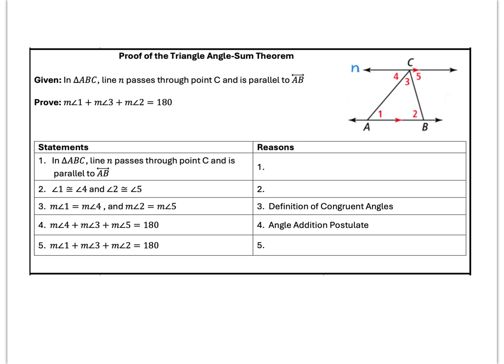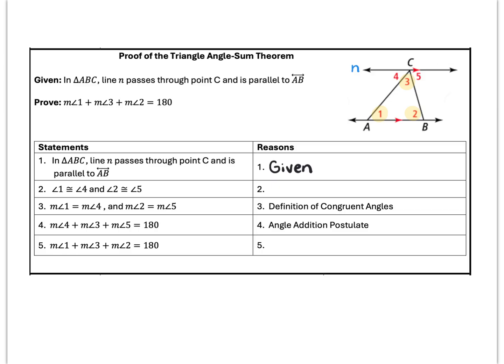And we want to prove that the measure of angle 1 plus the measure of angle 3 plus the measure of angle 2 is equal to 180. And notice that those angles right here, 1, 3, and 2, are the interior angles in our triangle. All right, so first off, every proof starts with a given. Here I've just listed the information.